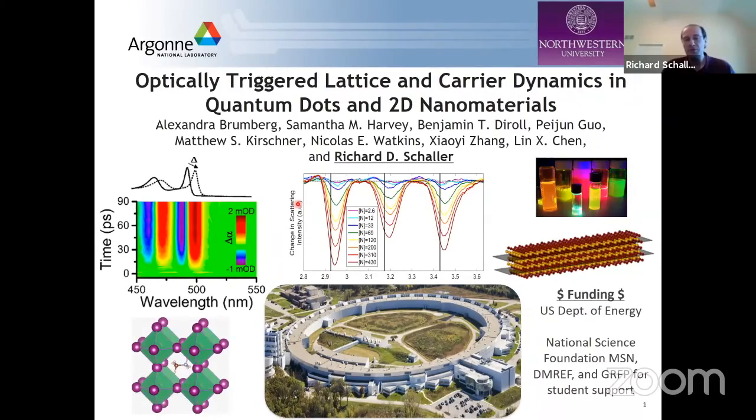I am joint between Northwestern and Argonne. The research I'll be showing you is primarily performed at the Advanced Photon Source at Argonne National Lab, and then I also have laser labs at the Center for Nanoscale Materials, which is just abutting it right here.